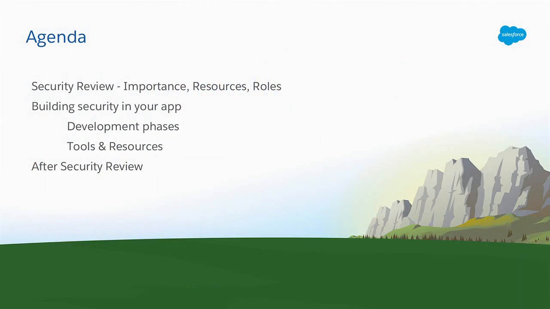All right, but let's go through the basics. We're going to talk about what the AppExchange security review is, why it's important, what are our resources, and what are the roles, who plays which part. We're going to talk about building security into your app. It's much easier to do it from the beginning than it is at the end, both in the early development phases and the tools and resources we have at the end for that. Then we're going to talk about what happens after security review.